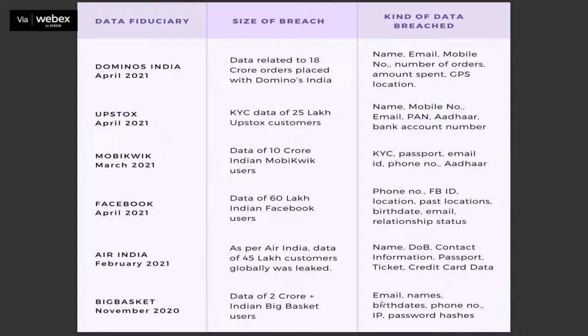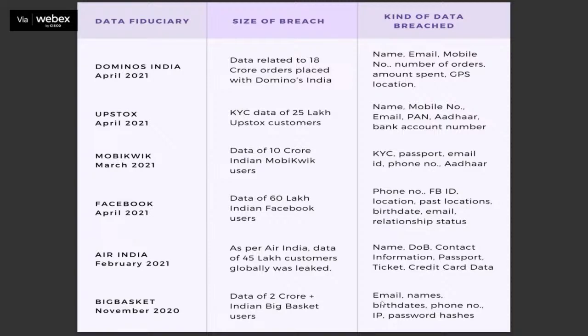So as per Air India, data of 45 lakh customers was globally leaked, which includes their mobile number, date of birth, contact information. It can be anything, information related to their contacts, like their phone number, their email addresses, details related to passports, details related to tickets and credit card data. If they have saved their credit card details in the payment mode, then definitely their information was leaked.